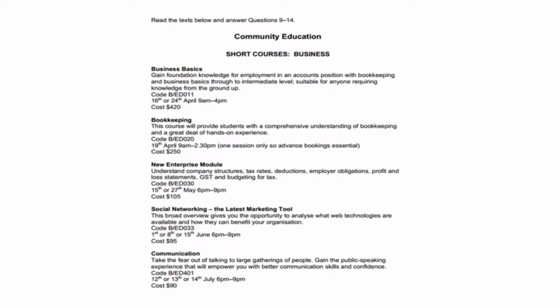Then go back to the question sheet and look at question 9. For questions 9 to 14, it says to read the text below and answer the questions. Remember my top tip for the reading test. Only read the title of the text so that you know what the text is about, and then go and read the questions. Underline any keywords in the questions and then scan the text for the answer.